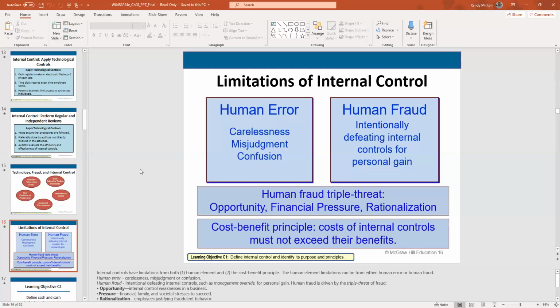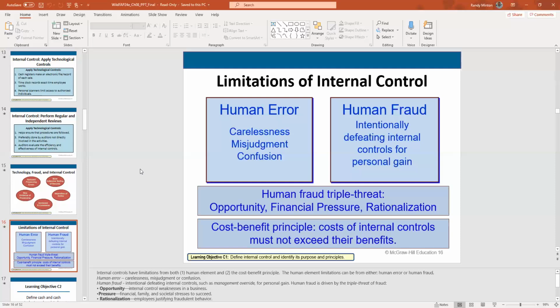Okay, so the fraud, there's a triple threat opportunity. You have to have the opportunity to take it. You can't do it if you don't have the opportunity. So I always tell people that as an auditor, the first people that I looked at were the people who had access. If you didn't have access to cash, I didn't worry about you too much. And then you have financial pressure. And lastly, rationalization.